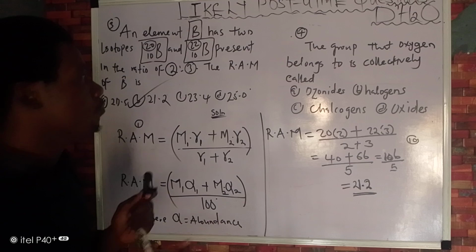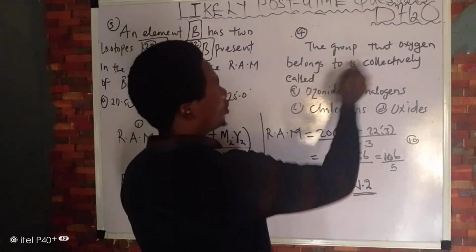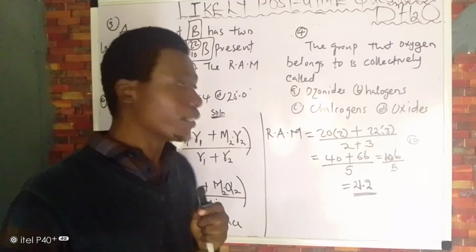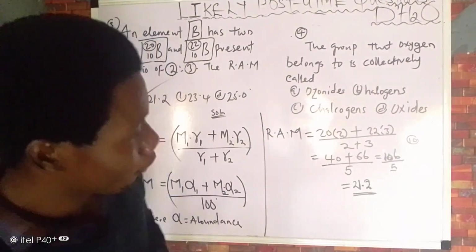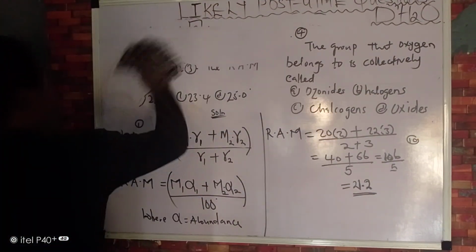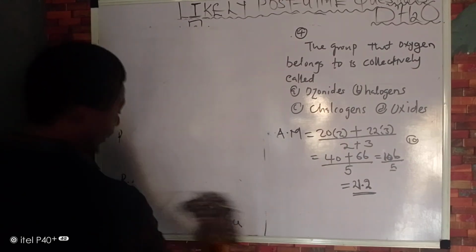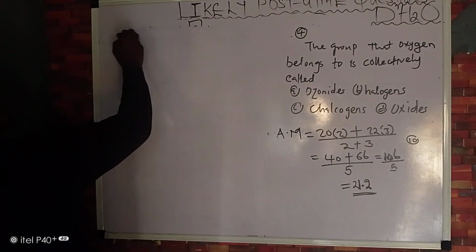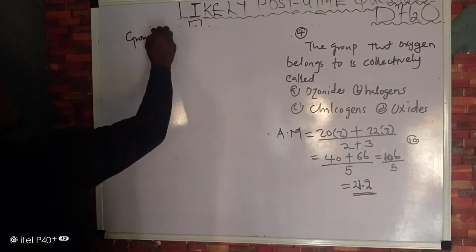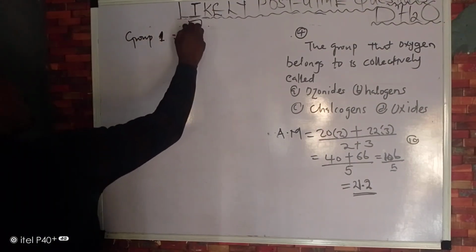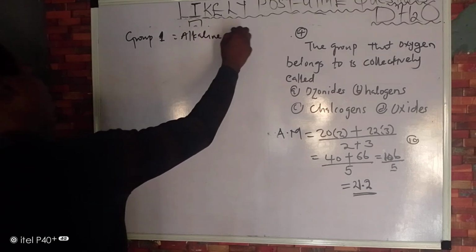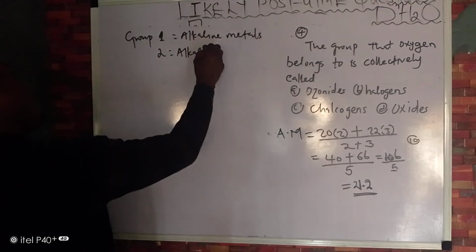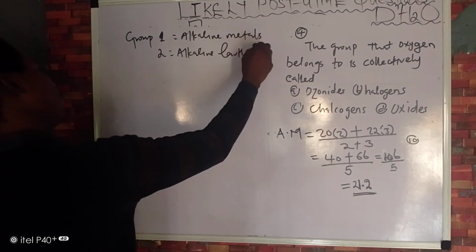Finally, the group that oxygen belongs to is collectively called what? First of all, remember that the periodic table is made up of 8 groups or 18 groups, and 7 periods. What's the name given to group 1 elements? Group 1 elements are called alkali metals. Don't forget that. Group 2 is called alkaline earth metals.